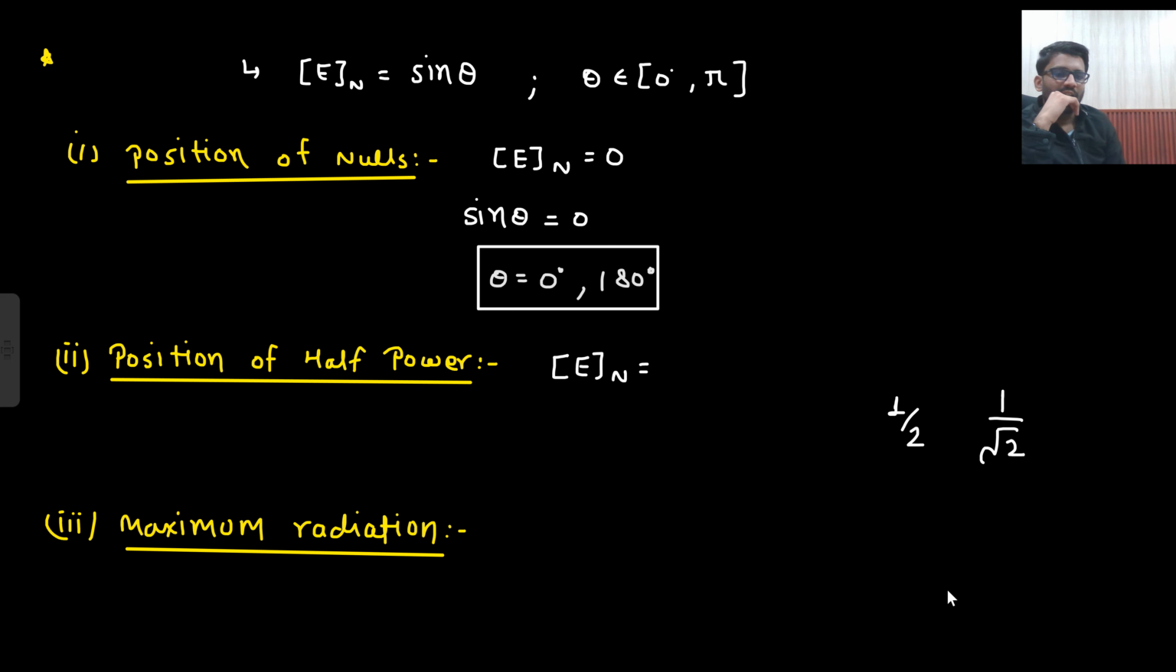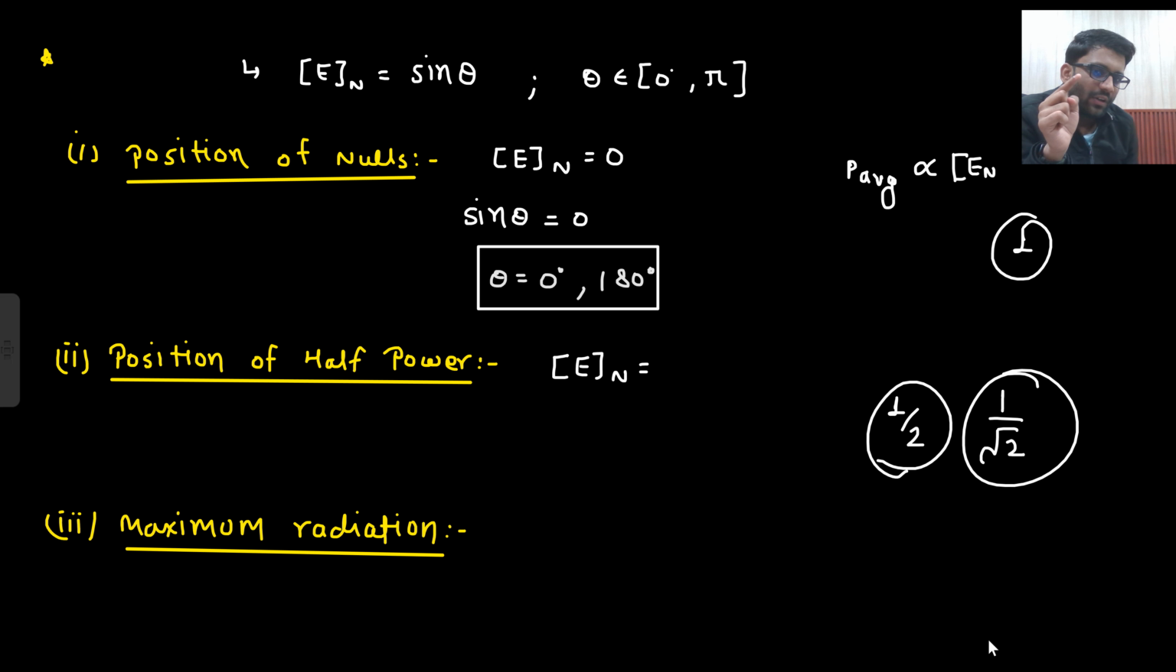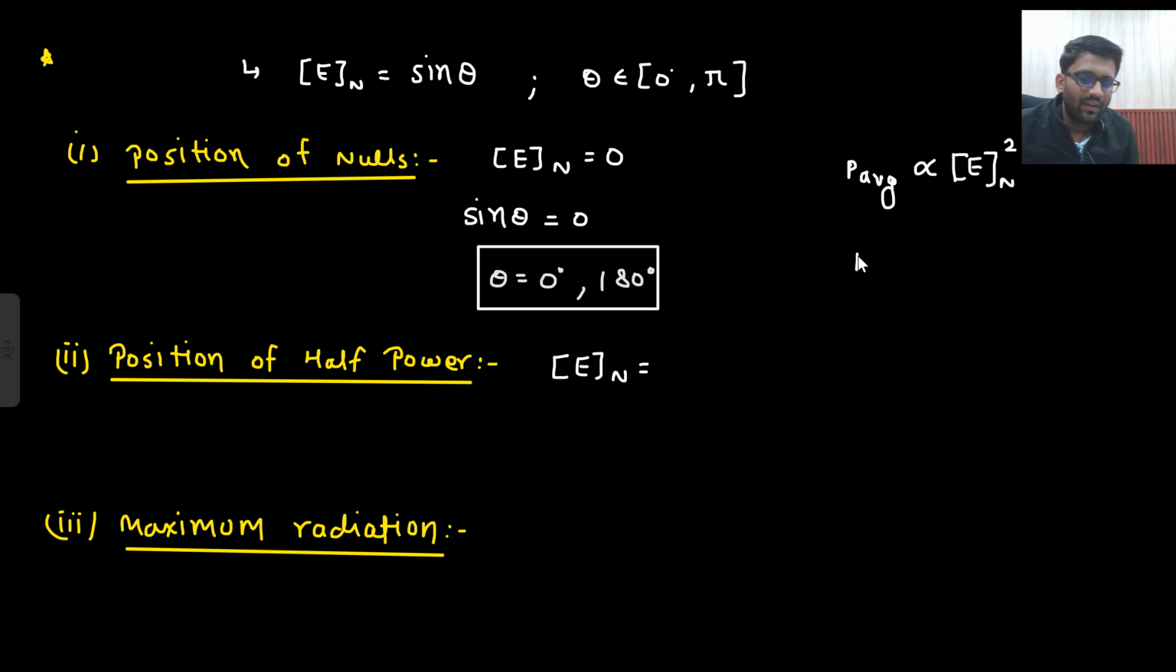Think about it. When I am finding the half power, I am finding the position of half power. That means I am finding the value of theta where your power is half. So will I equate it to half or 1 by root 2? Half of what? Half of the maximum value. What is the maximum value of sin theta? That is 1. But here we did not find the maximum value of sin theta. Why is that so? Because what is your P average? P average is proportional to normalized value of electric field square. Say yes or no? So your power radiated should be proportional to sin square theta.